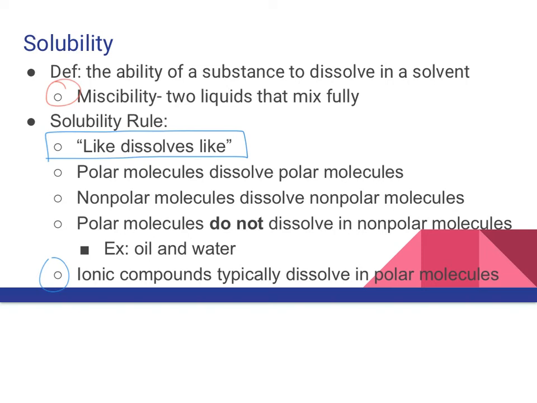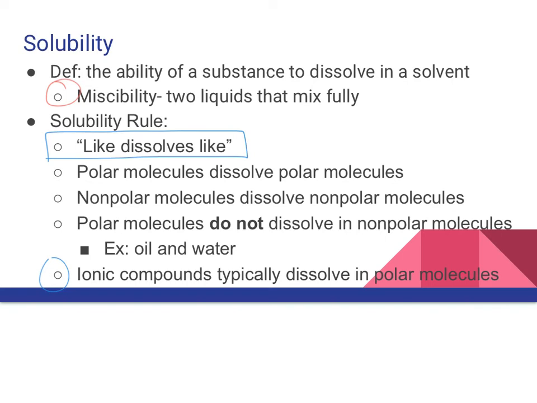Miscibility is just referring to two liquids that will mix fully. So it's very similar to solubility, except we're talking about liquids. Solubility, typically we're talking about a solid in a liquid. Miscibility, we're talking about two liquids that mix fully. So the solubility rule that we want to focus on here, or the phrase we want to think about, is the phrase like dissolves like.